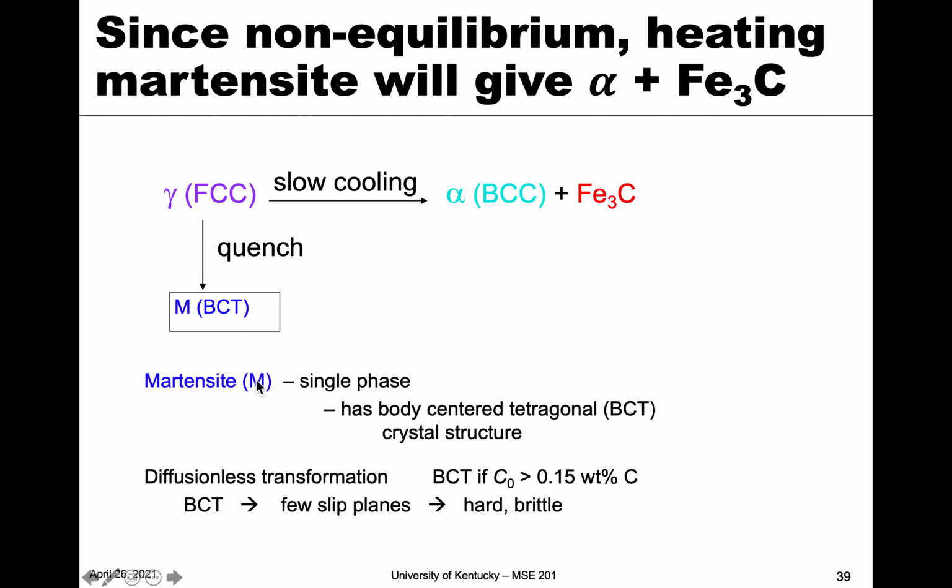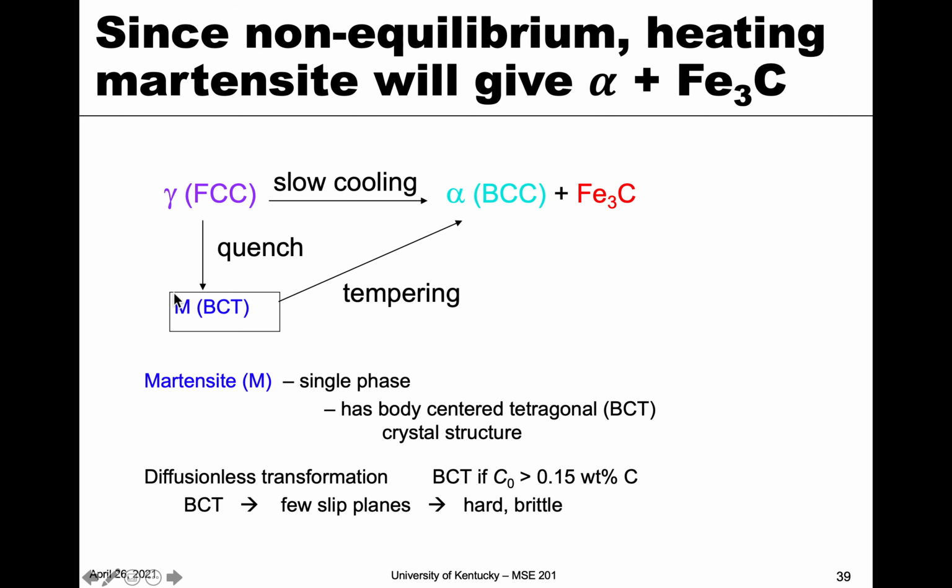And so martensite is a single phase. It's not an equilibrium phase, but it is a phase because it has a unique crystal structure and properties. And again, it's body-centered tetragonal. And it's that diffusionless transformation. And it actually forms into that if they have a low amount of carbon. So BCT is also a system that has few slip planes, and that makes it hard and brittle, as opposed to some of the other ones like FCC or BCC, which have more slip planes and therefore are more ductile.